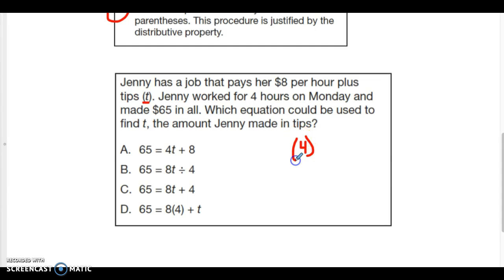So remember, she's working 4 hours and she's making how much? She's making $8 an hour, okay? And then we're told she made $65 in total. But what's the missing piece? The missing piece is going to be her tips, which is T in this case. And we can see that, which equation represents what we just wrote?